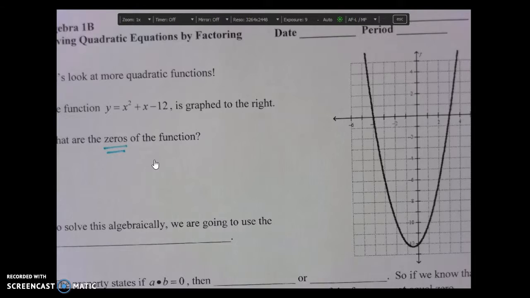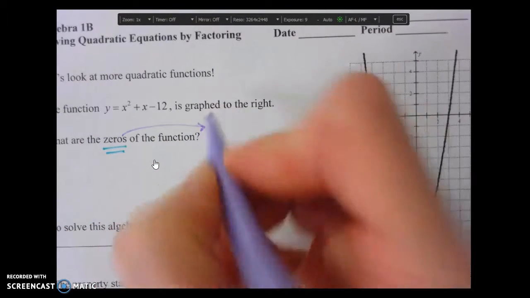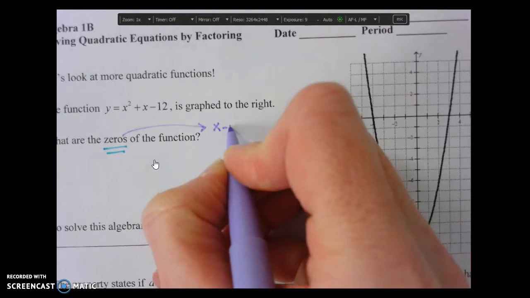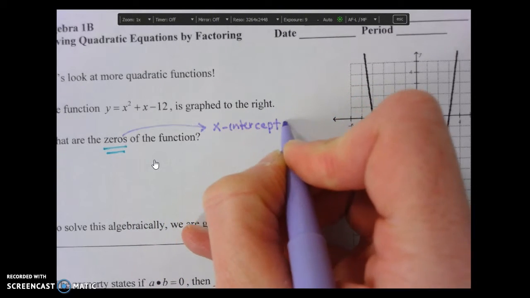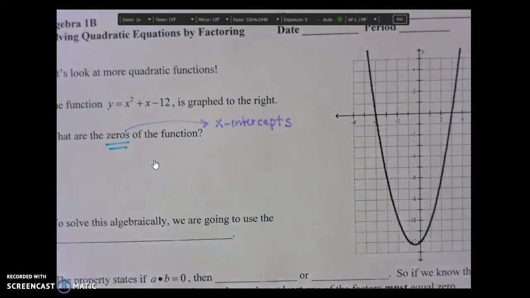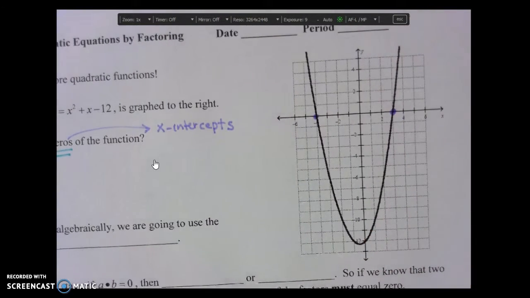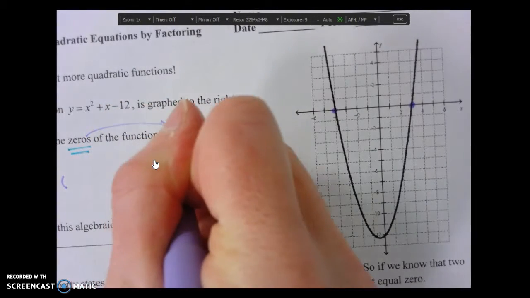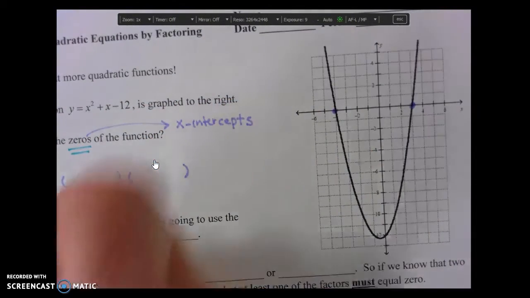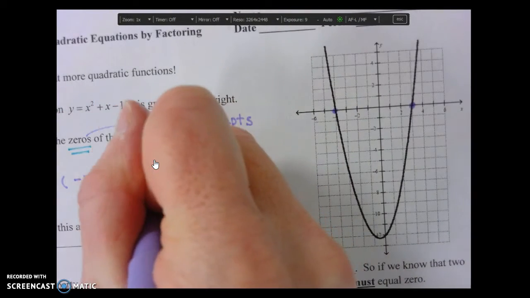Where are you looking? The x-axis. Exactly. So the zeros of the function, we know another name for them, are the x-intercepts of the function. And in this case, yes, we have 2 of them. One right here, one right here. Pretty darn easy to see. We would write them as an ordered pair. And it looks like we've got -4, 0 and 3, 0.